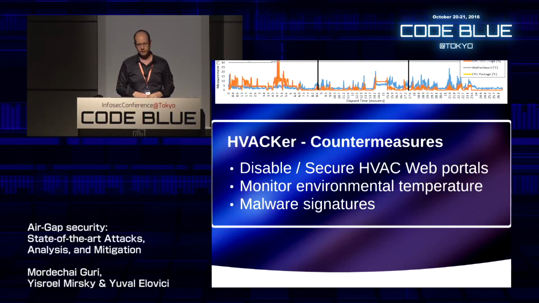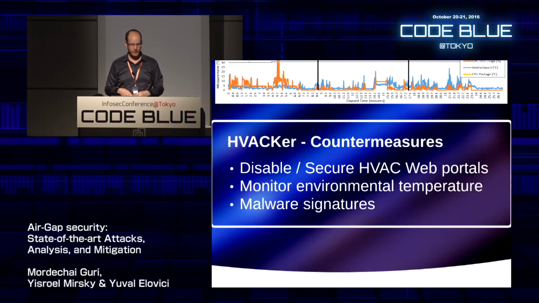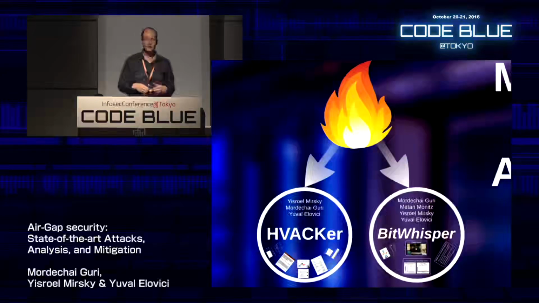To sum up, for HVACer, what kind of countermeasures can we deploy? We can disable or at least secure the HVAC web portals. We can monitor the temperature environment for fluctuations that seem suspicious, and we could look for these very specific malware signatures.